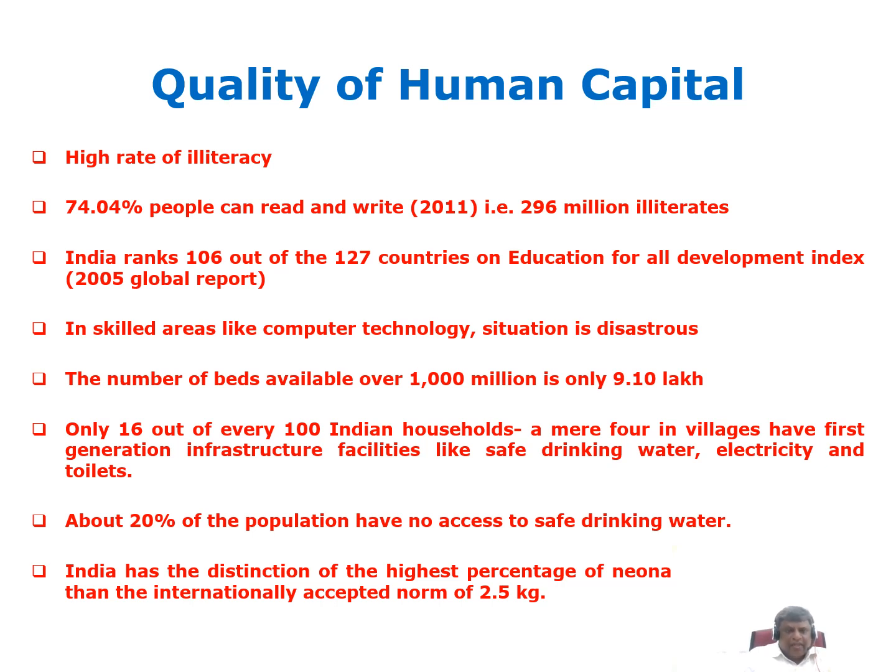The high rate of illiteracy: only 74.04% of people could read and write in 2011. India is lacking in skilled areas like computer technology and disaster situations. The number of beds available is only 9.10 lakhs for over 1000 million people. About 20% of the population have no access to safe drinking water. India has the distinction of the highest percentage of malnourished, below internationally accepted norms of 2.5 kgs.